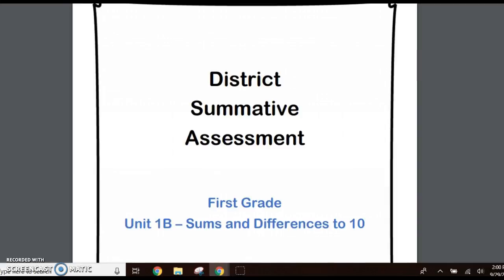Hi friends, this is the second part of our math assessment. So we are going to do part 2 of the sums and differences to 10 math assessment.